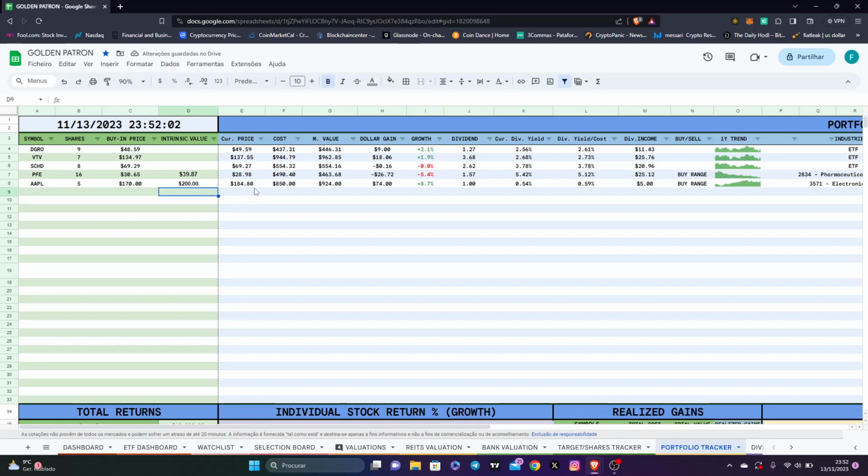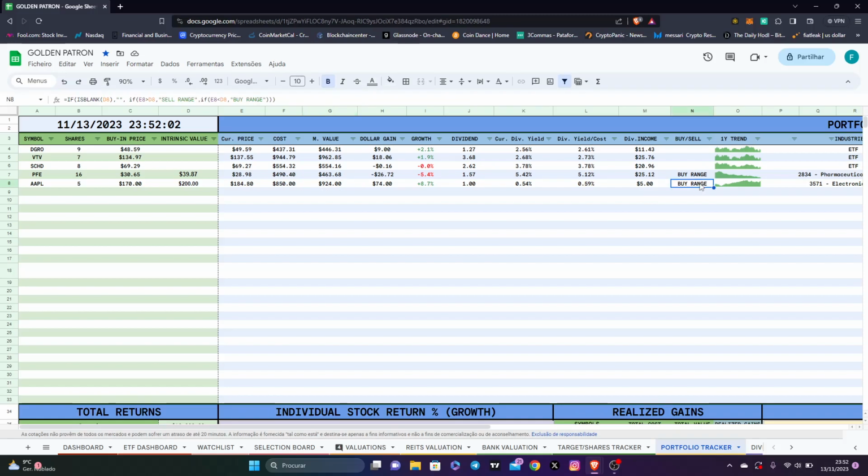So as you can see, all the data just filled in, and we have the current price, we have the cost, which is what we paid for 5 shares. This is the current price for those 5 shares, and this would be what we gained so far, and the percentage, 8.7%. We have the dividend yield, and the yield on cost. Also, the dividend income we would be receiving.